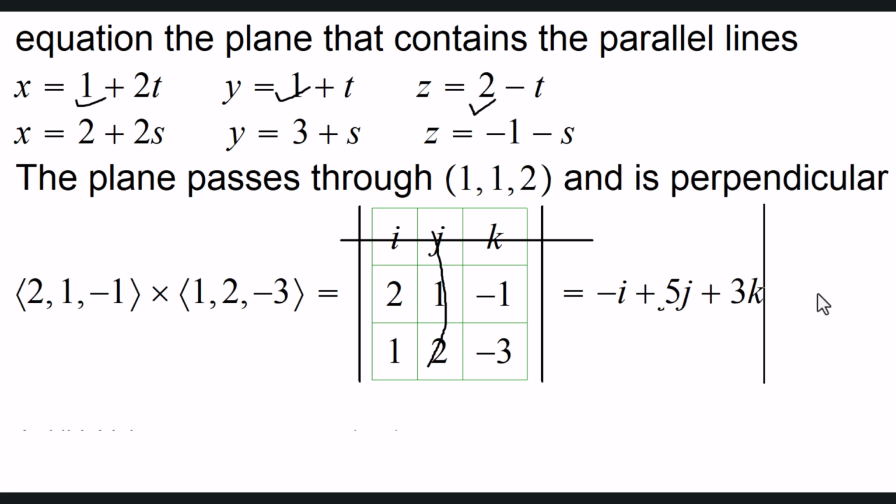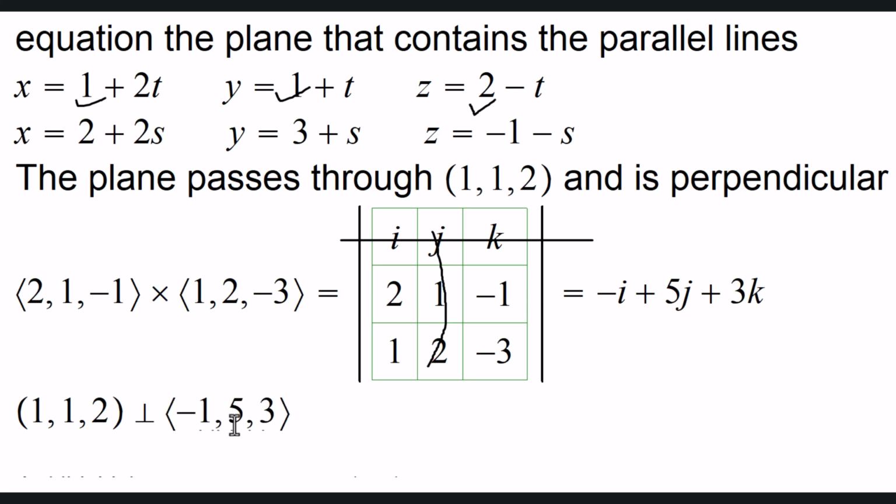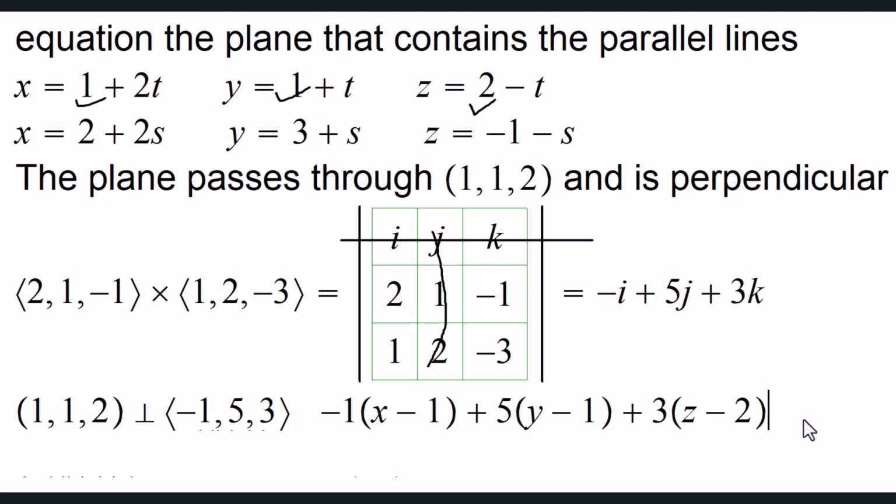So all I have to do now is write the equation of the plane that passes through (1, 1, 2) and is perpendicular to the vector (-1, 5, 3), and that plane will have equation: negative 1 times (x minus 1), because the first x coordinate here is 1, and then plus 5 times (y minus 1), and then plus 3 times (z minus 2), and that is equal to 0.